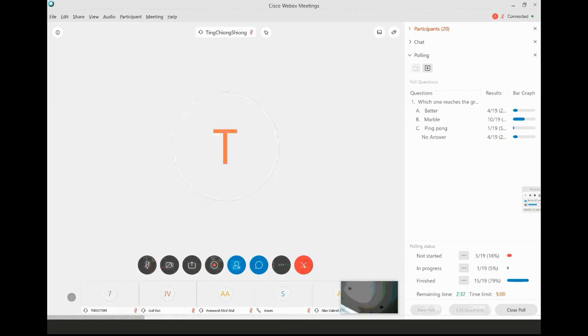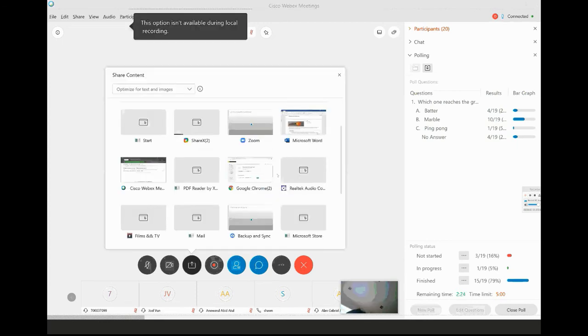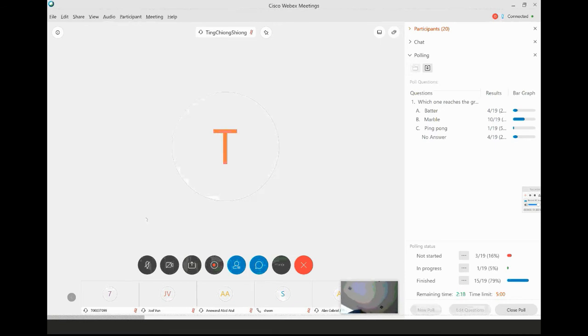Okay, so I can see most of you choose marble. Now I want to show you a video where we have conducted this activity in the past tutorial. So these are the three objects: marble, ping pong, and the battery. They are put at the same height and released at the same time.